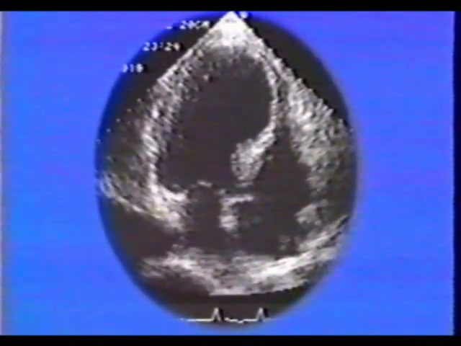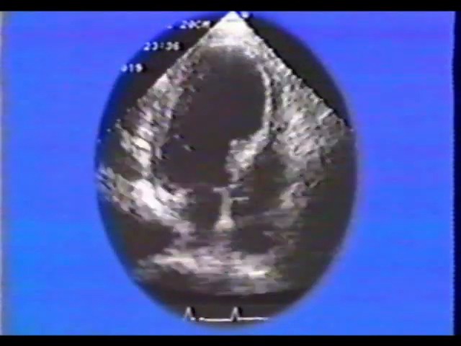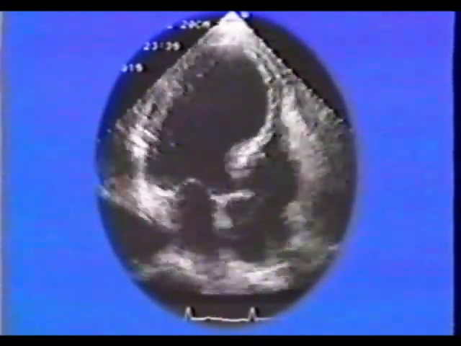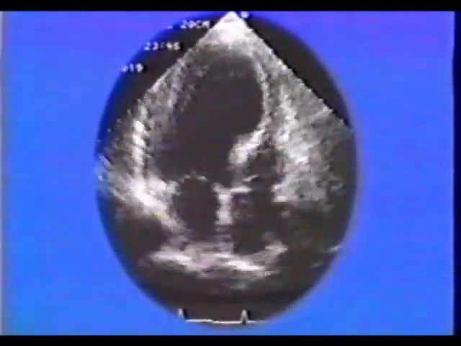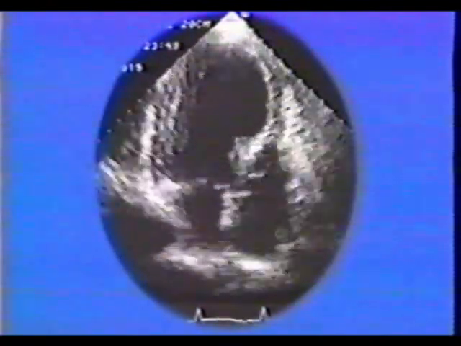Given the large volume of patients who suffer from coronary heart disease and the huge threat posed by myocardial infarction, it is of utmost importance that cardiologists be thoroughly familiar with the full range of applications of 2D and Doppler in the assessment and management of patients with coronary heart disease.